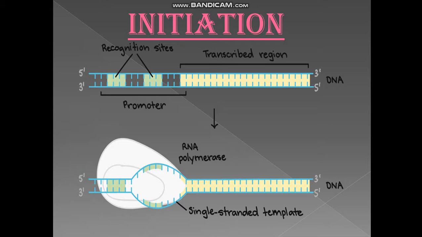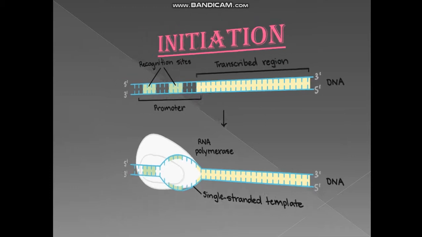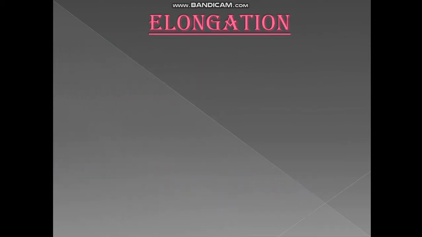Now what happens once the transcription bubble is formed and the first phosphodiester bond is formed? That is, a phosphodiester bond will be formed between 2 nucleotides. That means one nucleotide has come, another nucleotide has come, and the first phosphodiester bond has formed. Here the process of initiation has completed. Okay, so initiation is complete. Now the next process followed by this will be elongation. Once the first phosphodiester bond has formed, now the chain will elongate.